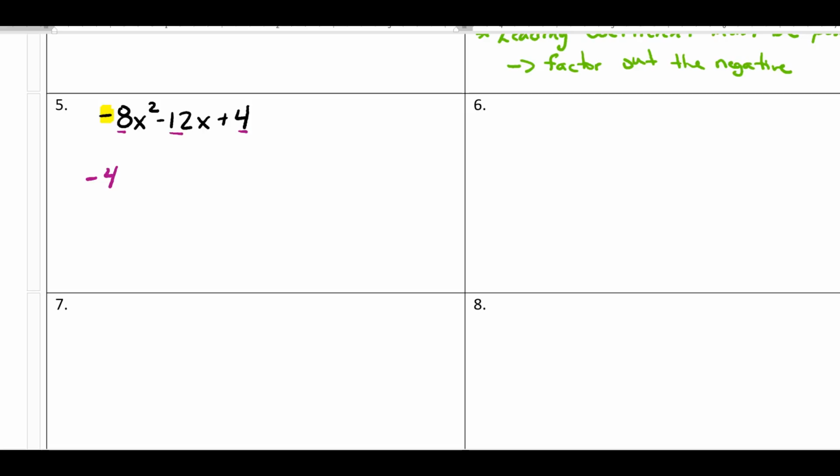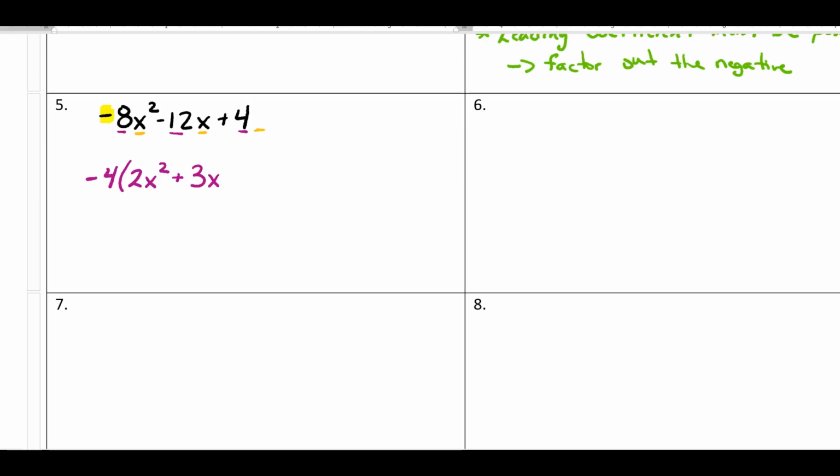I'm then going to look and see if I have any common x's. This one has x squared, this one has x, and this has no x's, so no x's can come out of this polynomial. So we're going to take out a negative 4. When I multiply it back, negative 4 times what gives me negative 8x squared? That would be 2x squared. Negative 4 times what gives me negative 12x? That would simply be a positive 3x, because a negative times a positive would give me a negative.